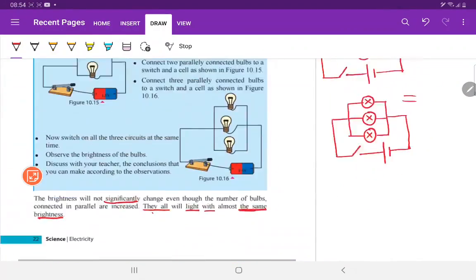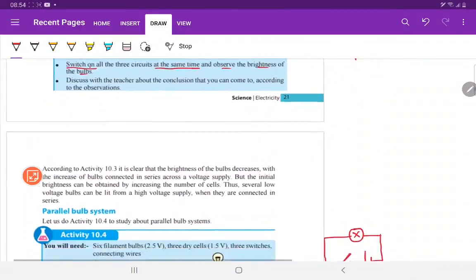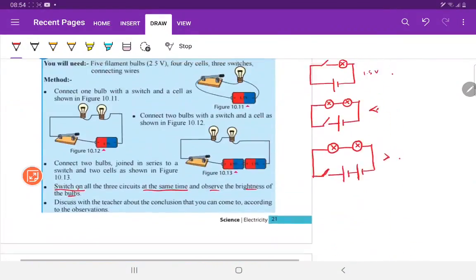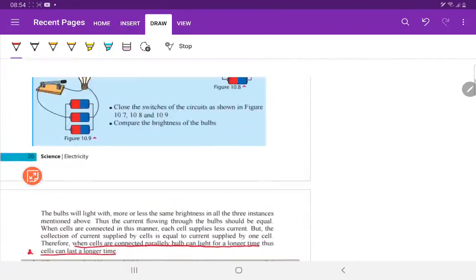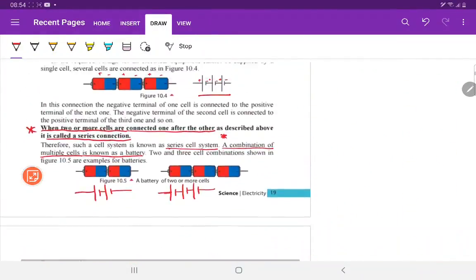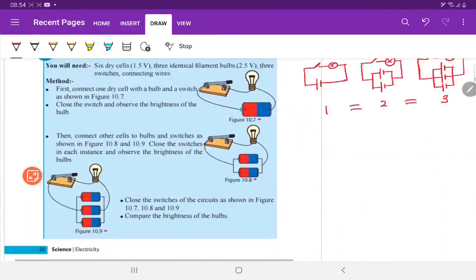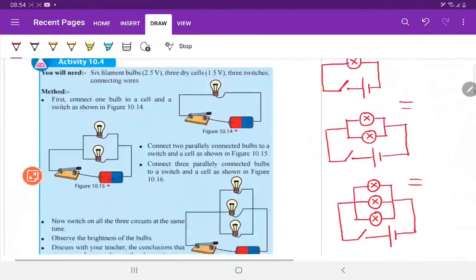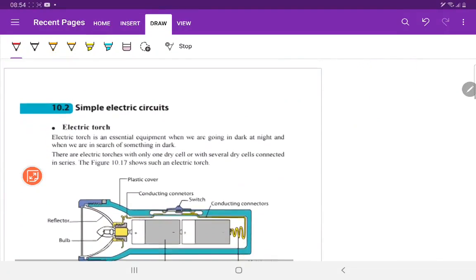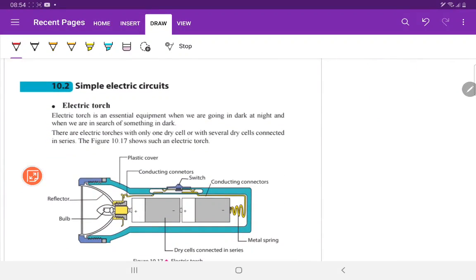Now these are the circuits and the activities about the brightness of the bulbs and cells when connected in parallel and in series. So keep it in your mind. They will give you MCQs and some other questions to compare the brightness. Okay, which is brighter.